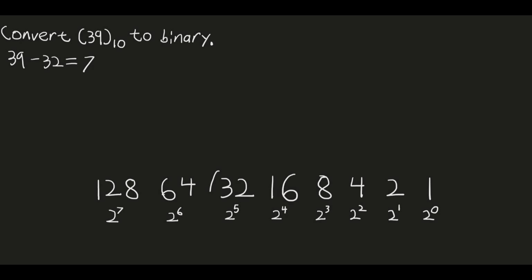So for reference, we could circle 32, since that was one of our numbers. And then we can look for a number that isn't greater than 7, but is the greatest one. And that number is 4. Subtracting 4 from 7 would be 3. So let's circle 4. And since we have just 3 left, we would use 2 and 1.